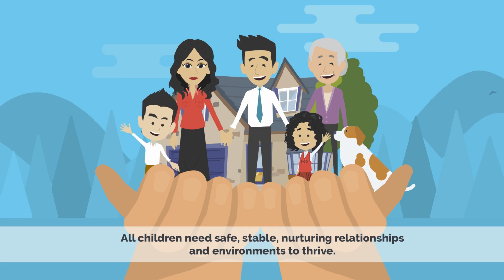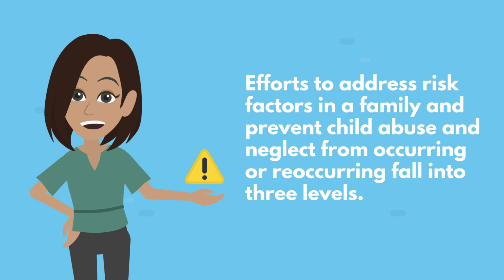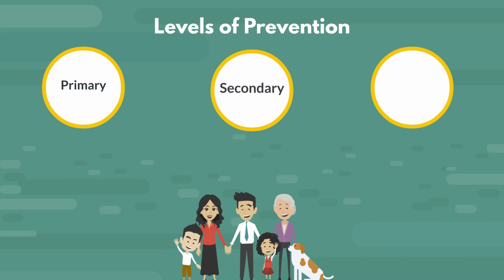All children need safe, stable, nurturing relationships and environments to thrive. However, families can sometimes face risk factors that adversely impact positive outcomes for children and can increase the likelihood of abuse and neglect. Efforts to address risk factors in a family and prevent child abuse and neglect from occurring or reoccurring fall into 3 levels: primary prevention, secondary prevention, and tertiary prevention.